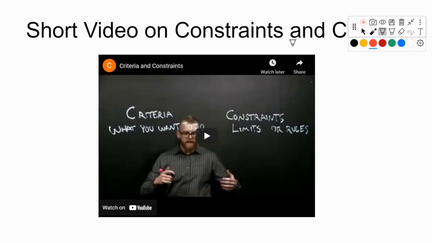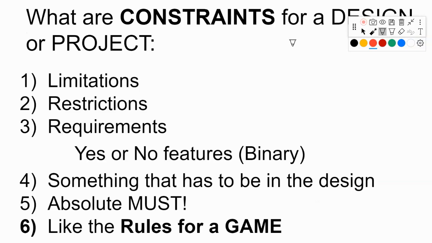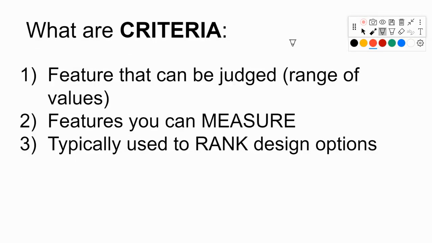If this is still confusing, there's a short little 5-minute video on it. The last two slides kind of review those same two concepts again. And you can think of constraints like the rules for a game, an absolute must. And then again, criteria are measurable features that rank designs.